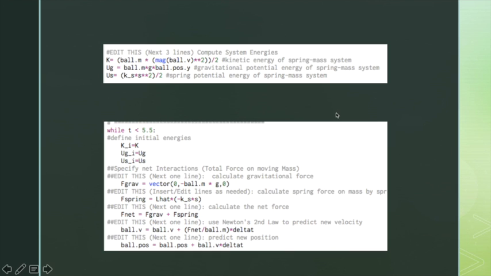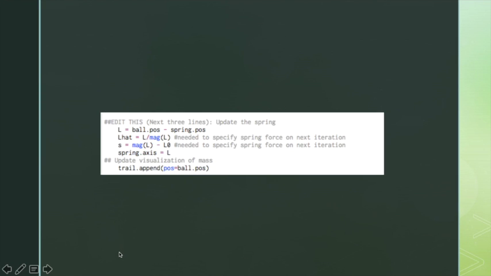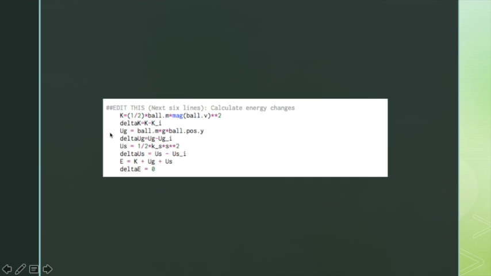The three system energies at play here, kinetic, gravitational potential, and spring potential, are introduced here with the formula for each. The calculation loop begins here. The two forces, gravity and spring, are computed with these lines and added here to find net force. This net force is plugged into Newton's second law to update the velocity and position of the object. Next, the spring force is updated according to the object's position and the stretch of the spring.